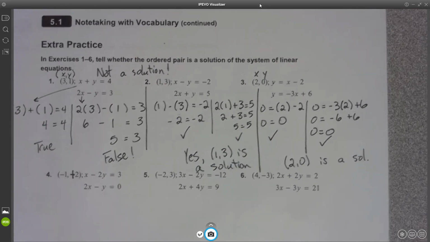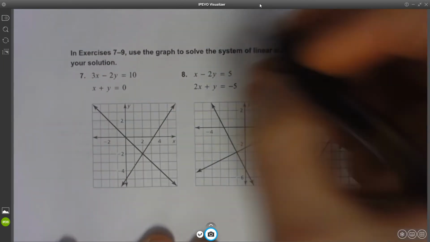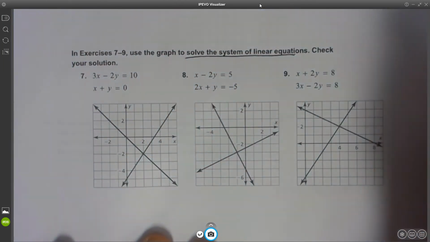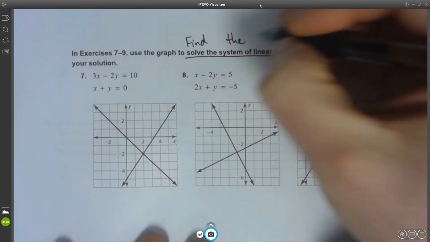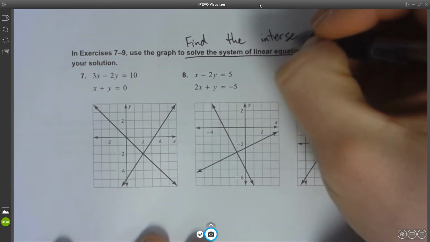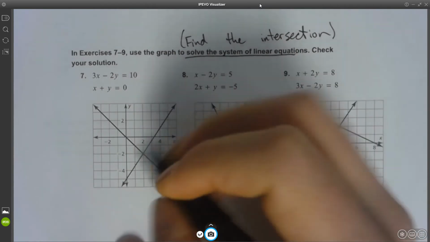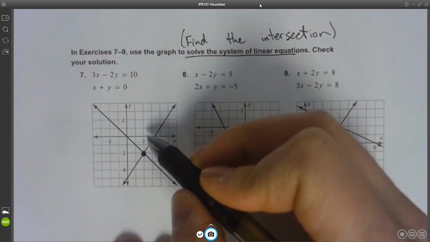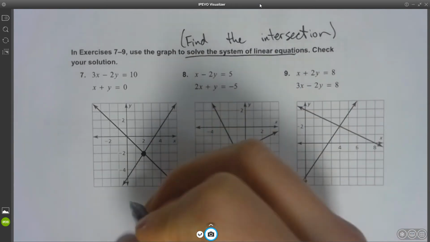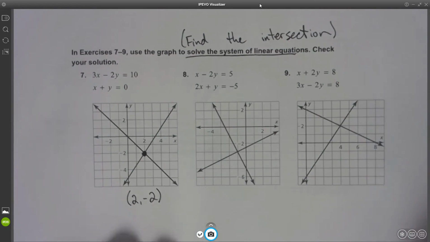Next section, you have a pre-made graph, and it says solve the system. What that means when we say solve the system is just asking you to find the intersection. So for number 7, I can see right here is where the two lines intersect, and that is at the point 2 for x, -2 for y. There's my answer. That's my solution.